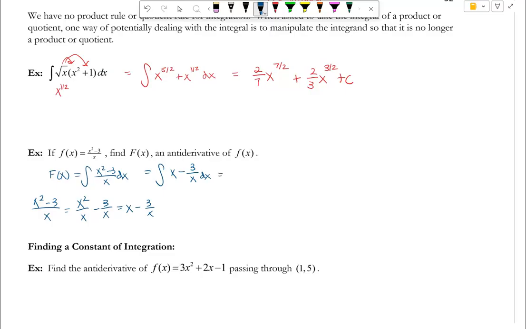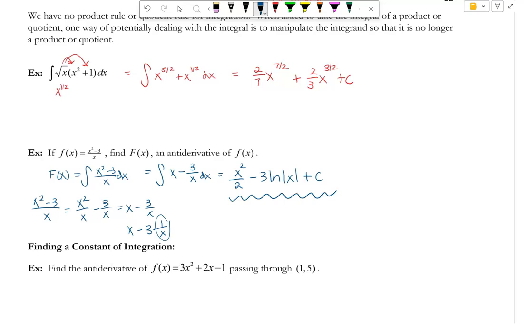All right, so now I know in my first term, x, I'm just going to use my power rule. I'm going to add 1 to my exponent and divide by my new exponent. And when I get to that minus 3 over x, I could think of that as minus 3 times 1 over x. So that 3 comes along for the ride. And I know the antiderivative of 1 over x is the natural log of the absolute value of x. So we get 1/2 x squared minus 3 ln absolute value of x plus c. Do not forget the plus c. Because sometimes we have to find the constant of integration.